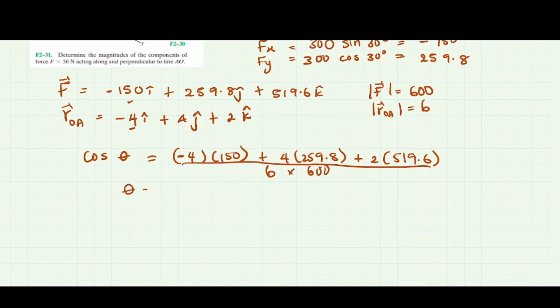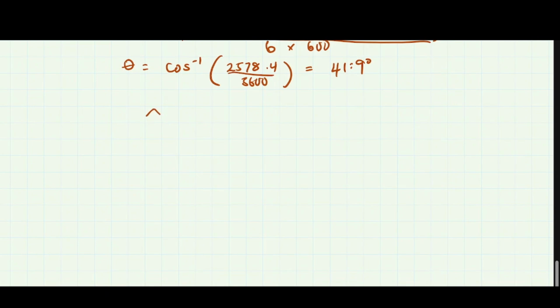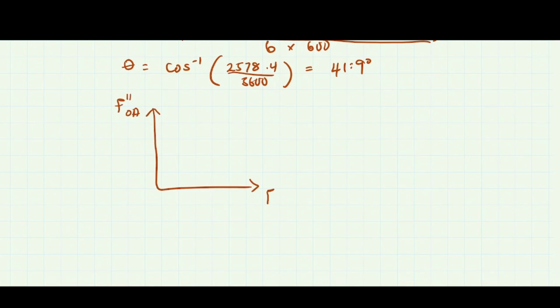This is simply theta equals cos inverse of 257.84 over 3600. The answer is going to be 41.9 degrees. Now remember that we're looking for F bar OA, and the central force was F equals 600 pounds. Since now we know the angle from here to here, 41.9 degrees, we can simply say this was the parallel force.